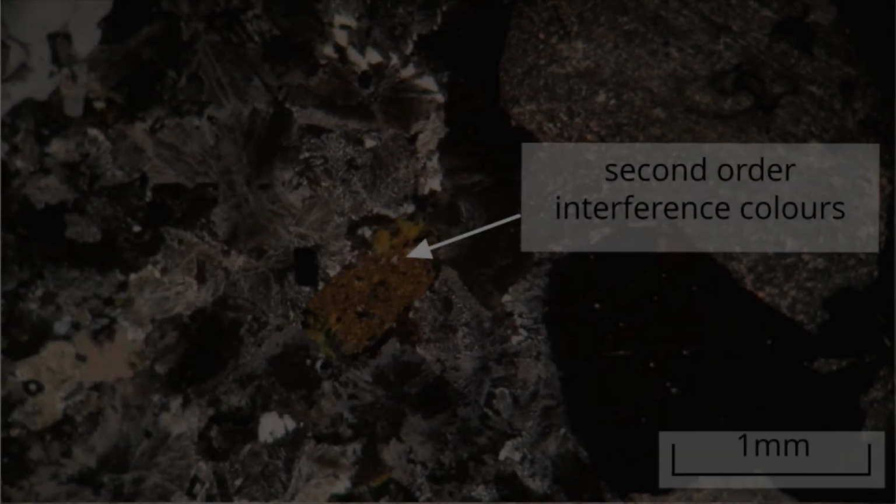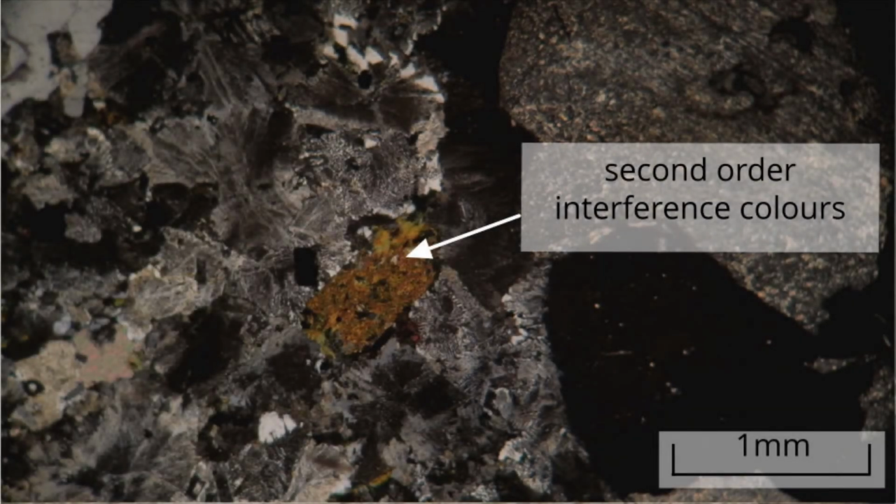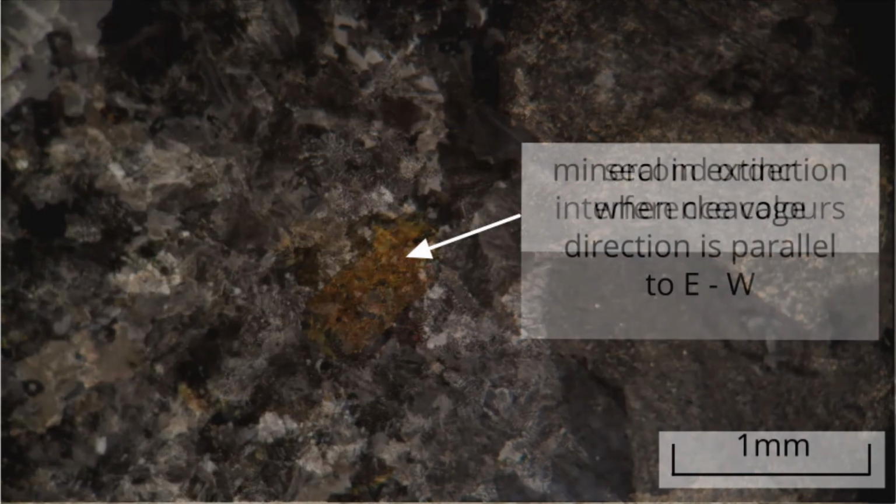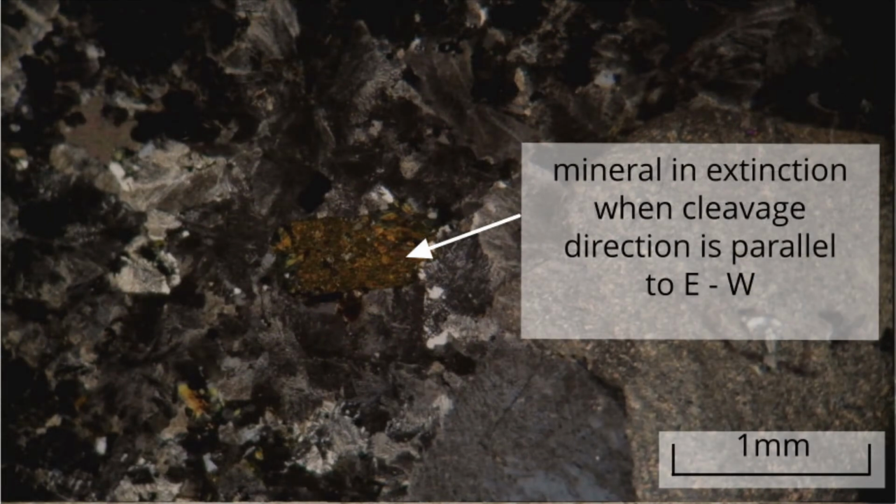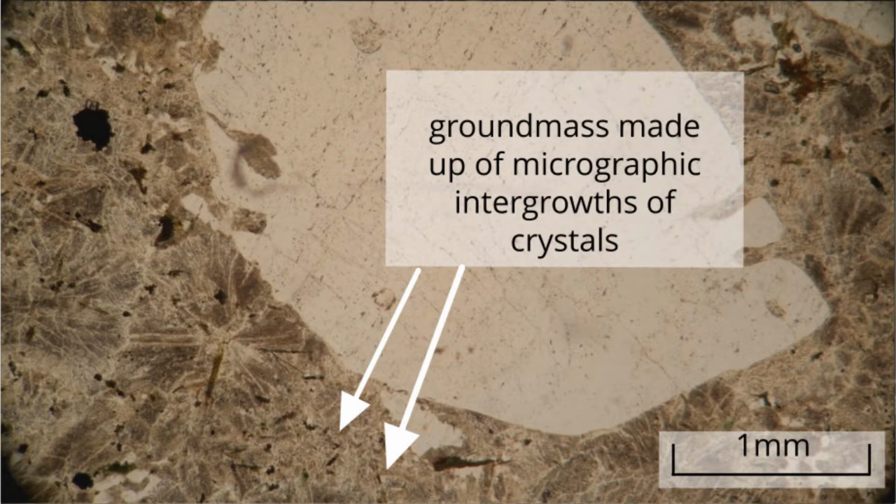Under cross polars, this mineral shows up to second-order interference colours. It shows parallel extinction when the stage is rotated. This means that the mineral is extinct when the cleavage lines and the elongate direction of the minerals are east-west or north-south.